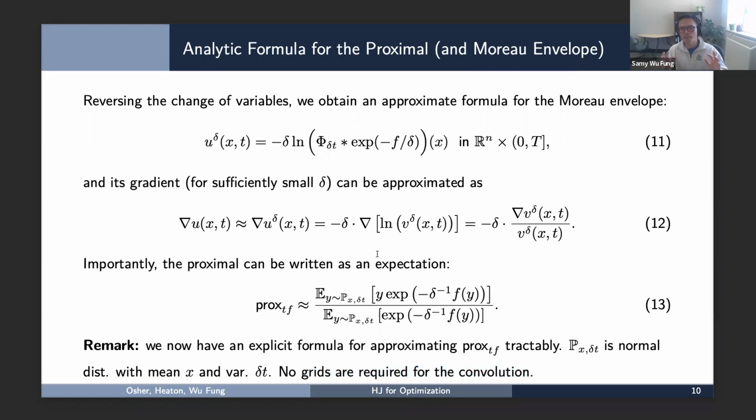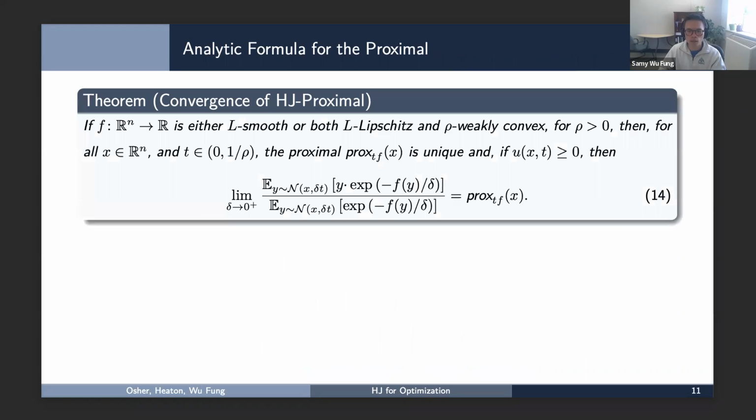Cool. So this is pretty much the punchline of this talk. This formula over here. As a result, we have a theorem that shows that if I now take delta and start shrinking it to 0, then this formula converges to the proximal operator under some assumptions. So what are the assumptions in this case? We require that either f is L-smooth, which in this case just means that the gradients are Lipschitz continuous, or f itself is both L-Lipschitz and rho weakly convex.